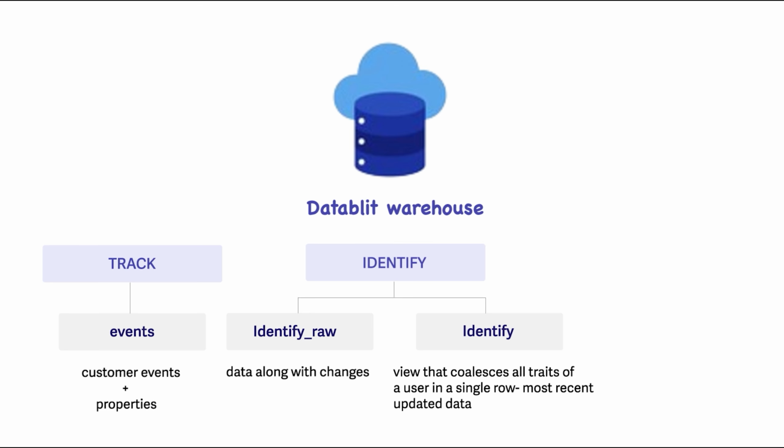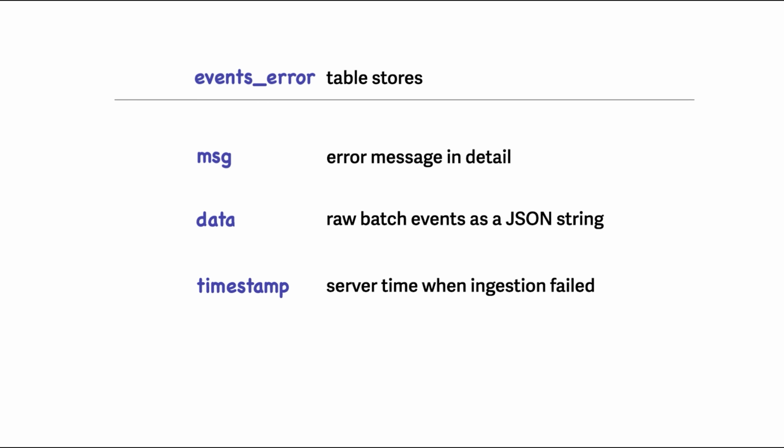Many times when we ingest events into Datablit, whether from the SDK, HTTP API, or any third-party tools, events may fail. All these failures are captured automatically in the events error table. The events error table stores three things: the error message, the data, and the timestamp when the ingestion failed.